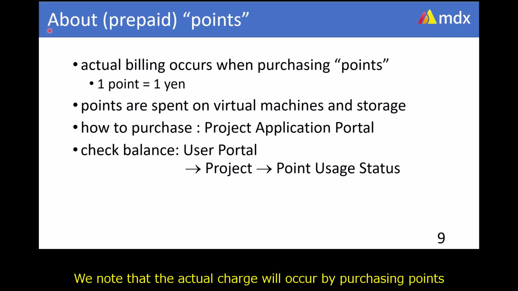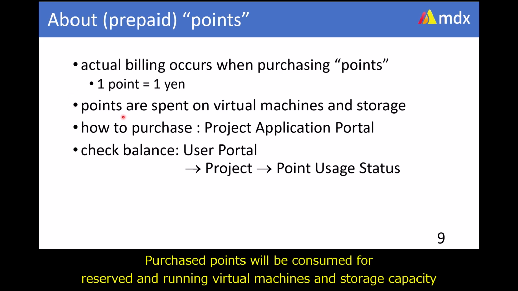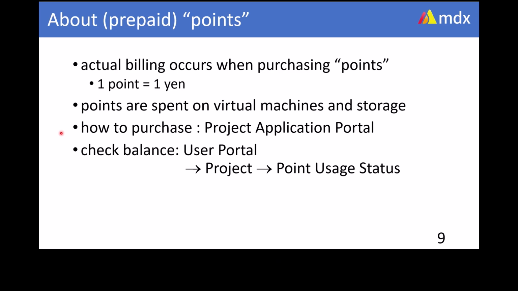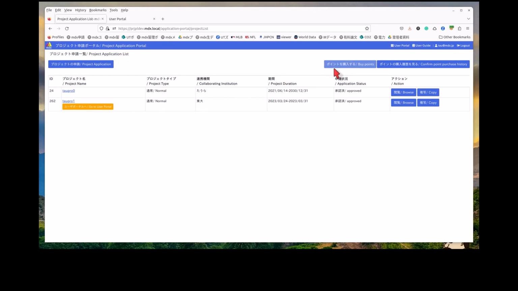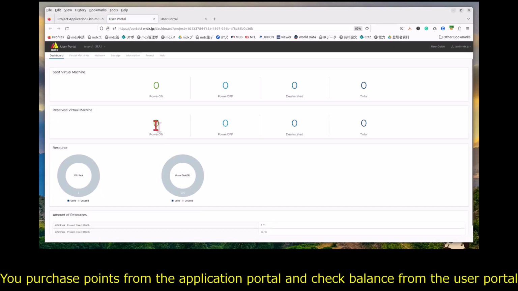We note that the actual charge will occur by purchasing points. You buy points and allocate them for each project. Purchased points will be consumed for reserved and running virtual machines and storage capacity. You purchase points from the application portal and check balance from the user portal.